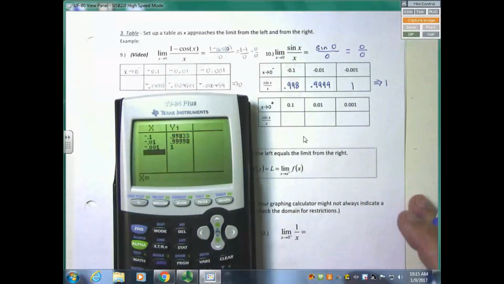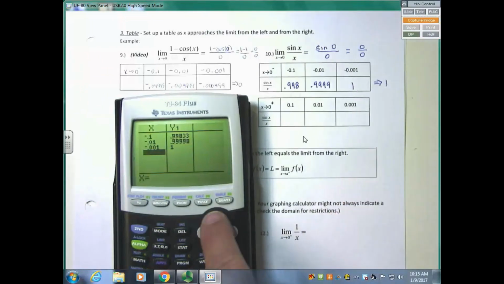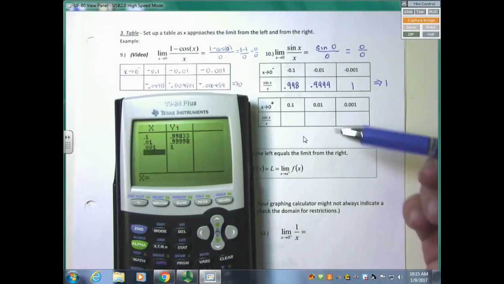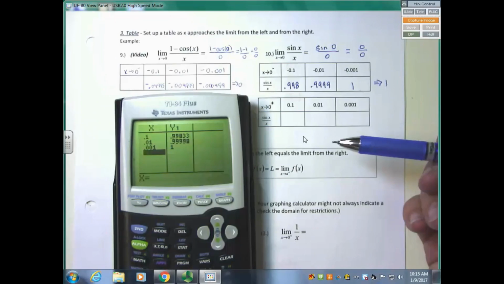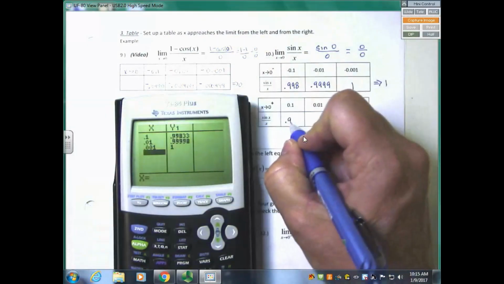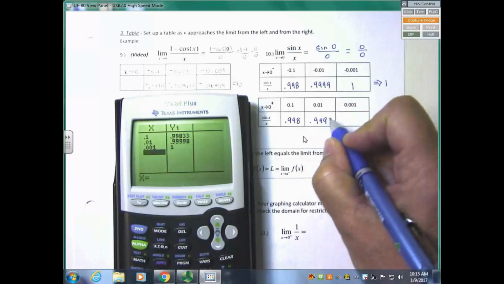So now I need to check from the right-hand side. So I'm going to use these numbers now. I'm just going to go up here and hit delete. All right, so 0.1, 0.01, 0.001. So as I get closer to 0 from the right-hand side, I get the same values. So again, I'm getting closer and closer and closer to 1.